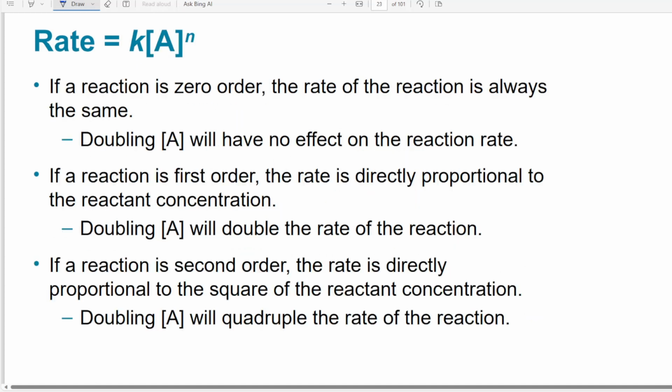If a reaction is observed to be zero order, then the rate of the reaction is always the same, and doubling the concentration of the reactant has no effect on the rate. If a reaction is first order, the rate is directly proportional to the reactant concentration, so doubling A will double the rate of the reaction. If a reaction is second order, the rate is directly proportional to the square of the reactant concentration, so doubling A will quadruple the rate of the reaction.